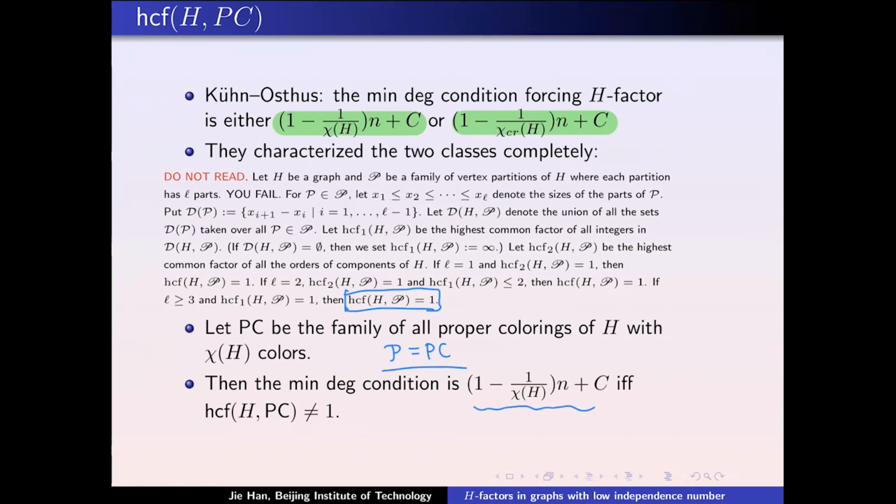Namely, this first one is for HCF of H, PC not equal to 1. And the second one is for equal to 1. That is exactly the dichotomy they found. And we will use the same thing, exactly the same thing, except that we replace the partitions. Namely, they had these proper colorings, and we will take acyclic partitions. Let me stop writing here, but I'll show you on the next page.